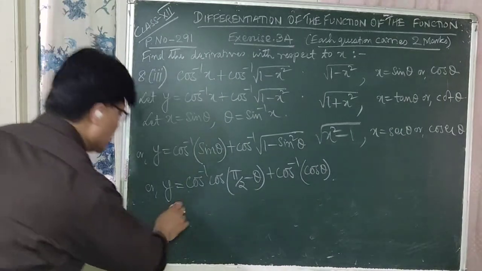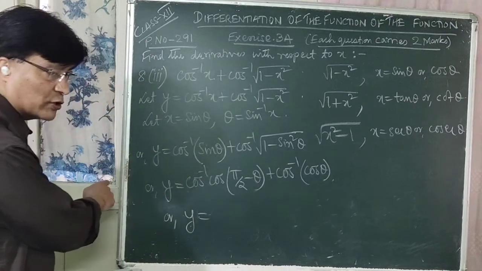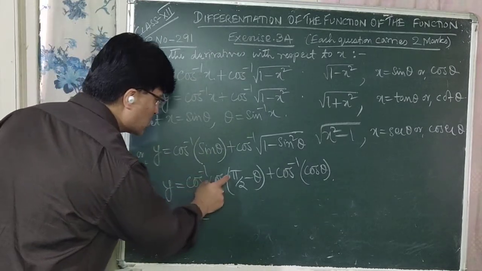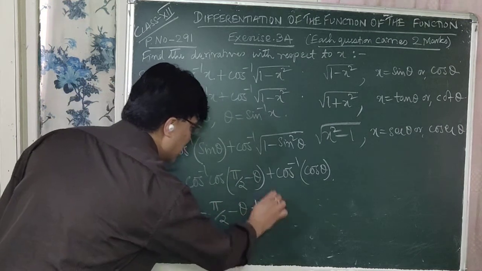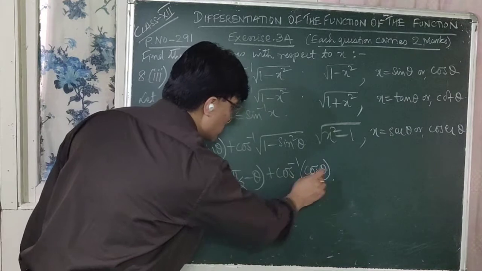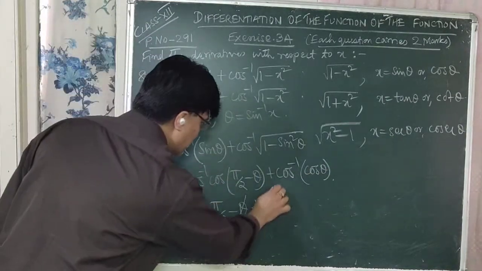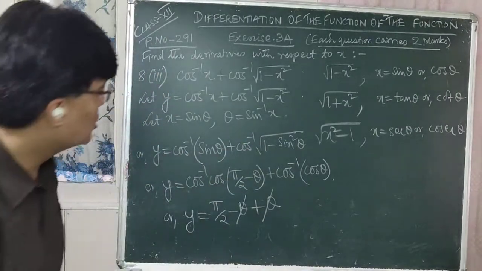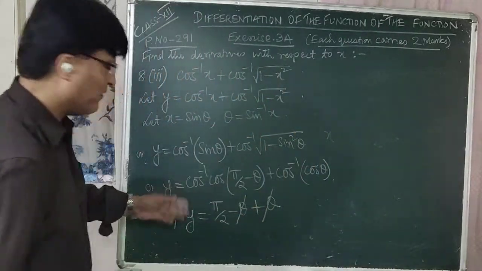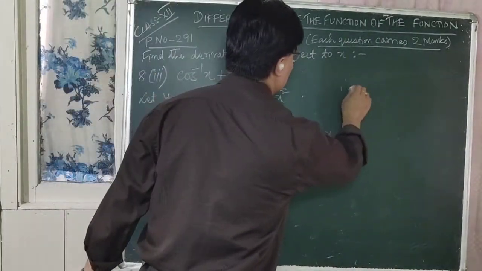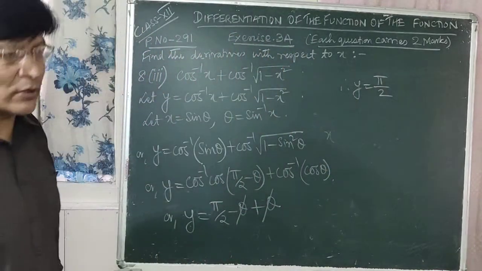Is that clear? So or y is equal to, now you know from inverse circular function, cos inverse cos of pi by 2 minus theta is what? It is pi by 2 minus theta plus, what is cos inverse cos theta? It is theta. Is it clear now? So minus theta plus theta gets cancelled. So what do we get here? What is our simplified form? That is y is equal to pi by 2, which is always constant.